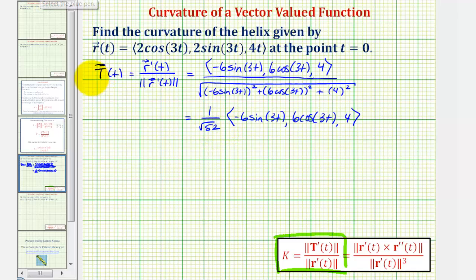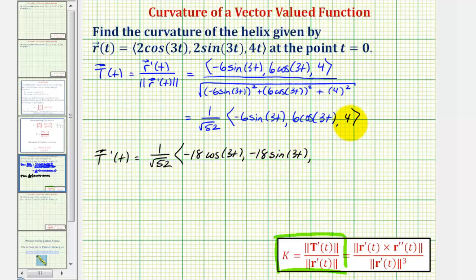Now for the next step, we'll find the derivative of this unit tangent vector valued function. So now we'll find T prime of t, which is going to be equal to 1 divided by the square root of 52, and then the x component would be the derivative of negative 6 sine 3t, which would be negative 6 cosine 3t times 3, or negative 18 cosine 3t. The y component would be the derivative of 6 cosine 3t, which would be negative 6 sine 3t times 3, or negative 18 sine 3t.